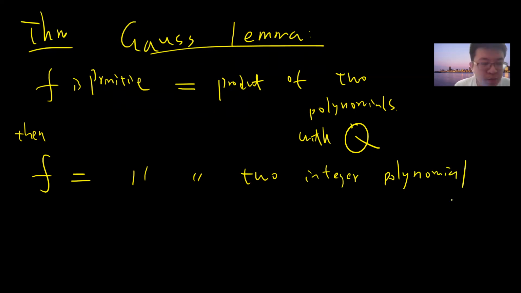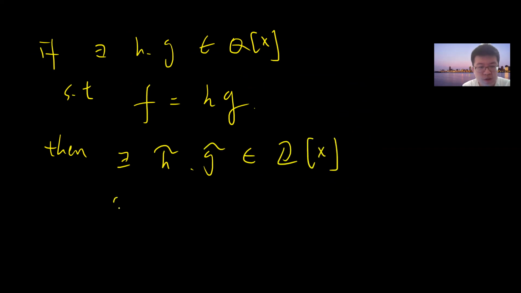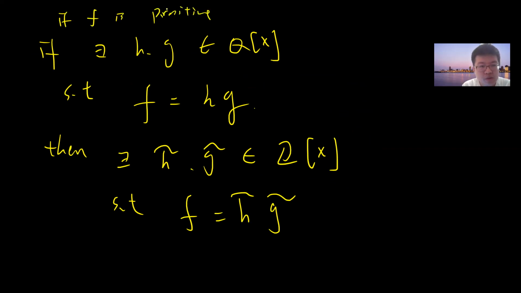Okay, so this is a little bit hard to understand, so let me just write it down more explicitly. What I'm saying is that if there exist h and g with rational coefficients such that f is h times g, then there will exist h tilde and g tilde, which are integer polynomials, such that f is h tilde g tilde. This holds if f is primitive. Okay, so this is called Gauss's Lemma.